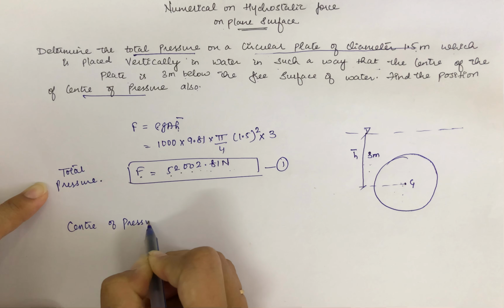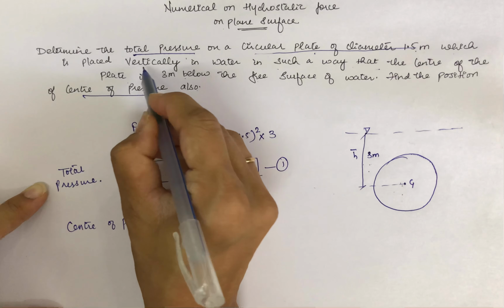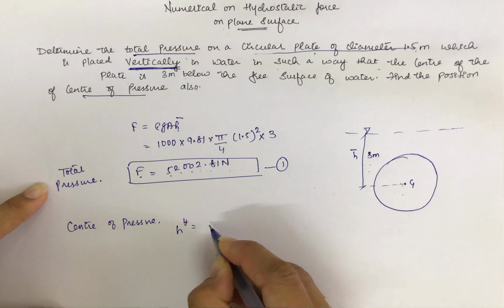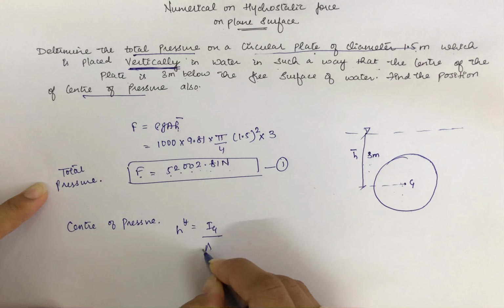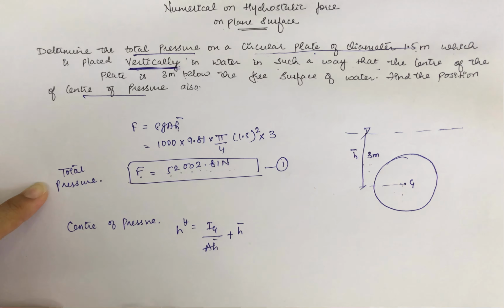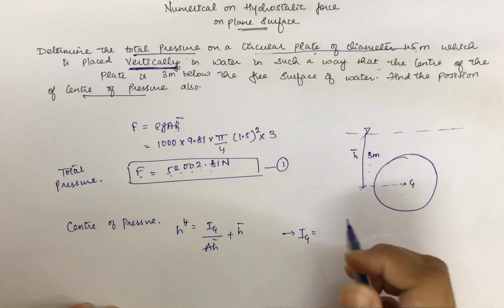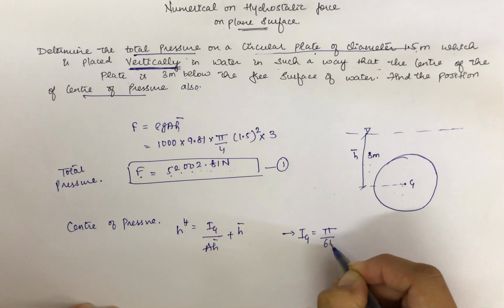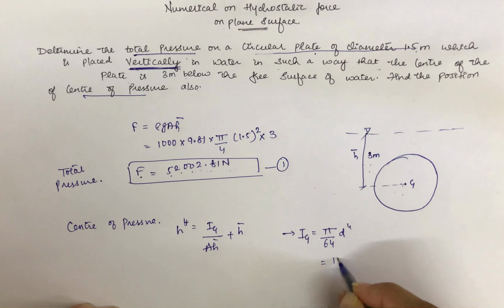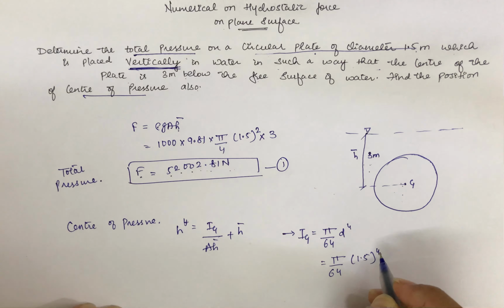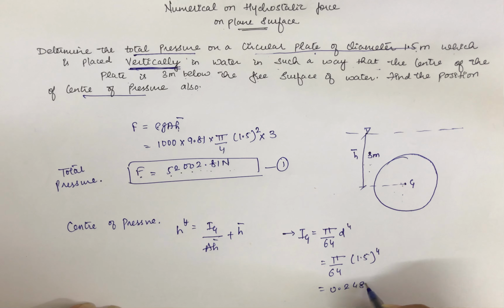So as this circular plate is placed vertically, we will use the equation h star is equal to Ig upon A h bar, plus h bar. Now here the value of Ig for circular plate will be pi by 64 d raised to 4. So pi by 64 into 1.5 raised to 4, and it is equal to 0.2485 m raised to 4. Okay.